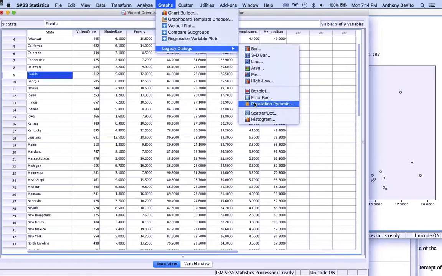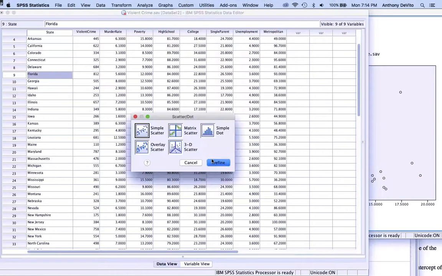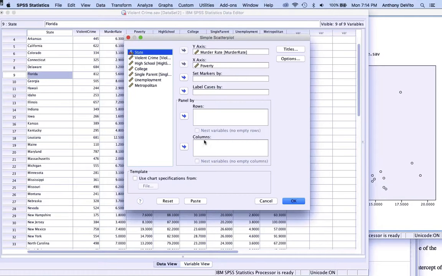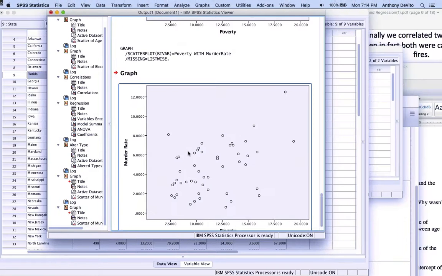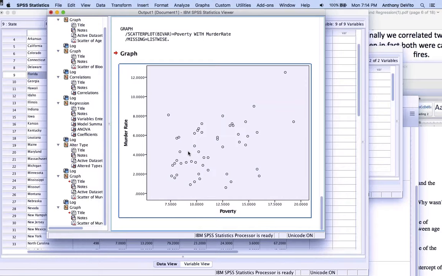Graphs, legacy dialogues, scatter dot. Okay, simple scatter dot. And the variables are still in there. Let's run this again and see what it looks like this time. Now we get a little bit better picture of what's going on in here. Does it look like as the poverty rate goes up that there's an association between the poverty rate and murder rate? It looks not very strong though, right? But it looks like there is some association.